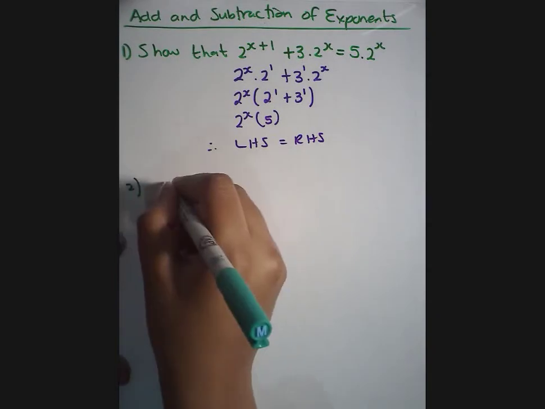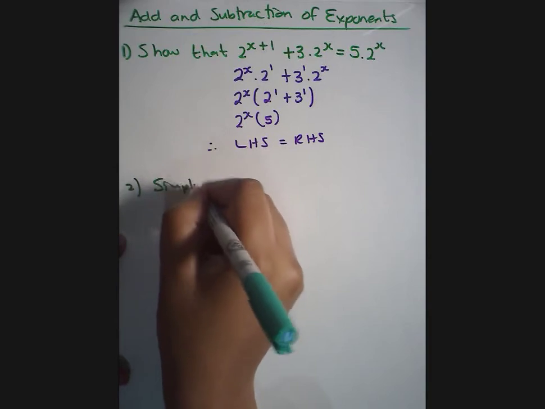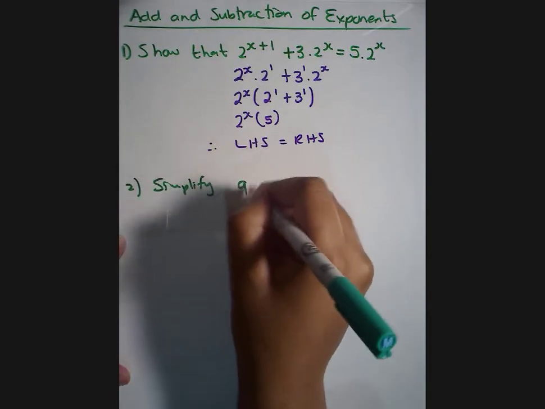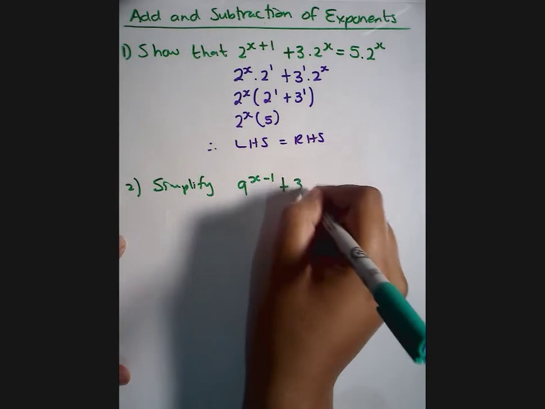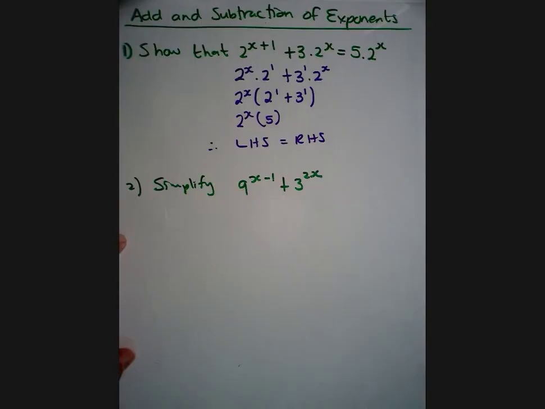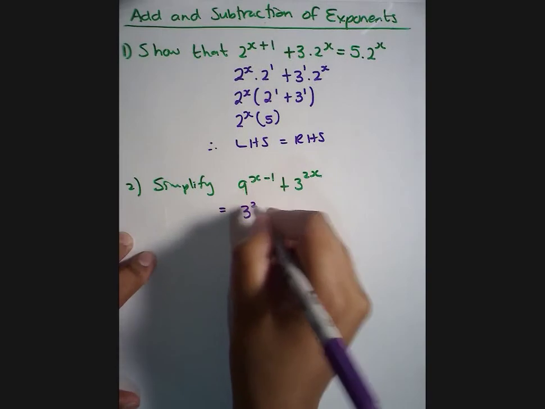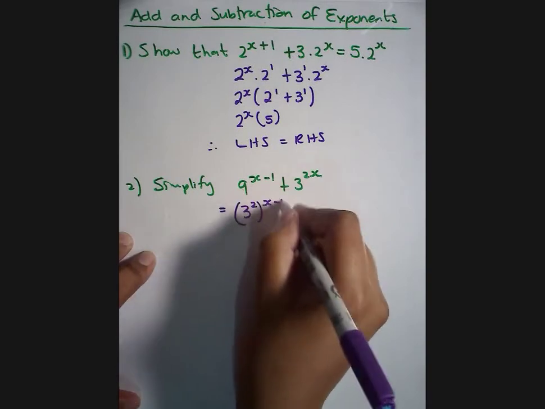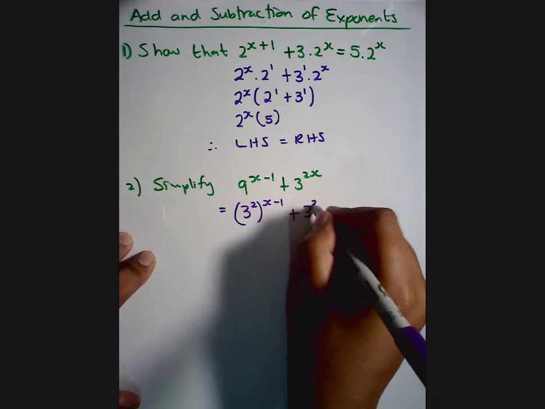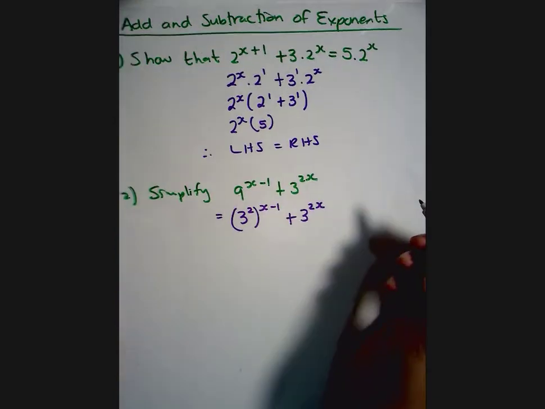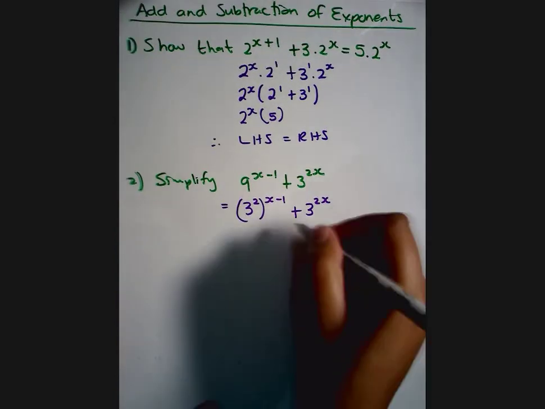It says simplify 9 to the power of x minus 1 plus 3 to the power of 2x. When it says simplify, it means the exact same thing as always. So step number 1, prime factorize. So we prime factorize and say this is equal to 3 to the power of 2 open brackets x minus 1 plus 3 to the power of 2x. Right, so that basically can't be prime factorized further.